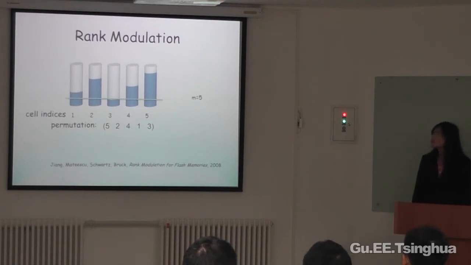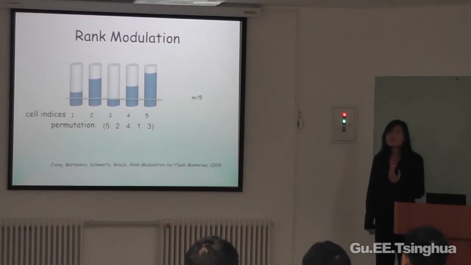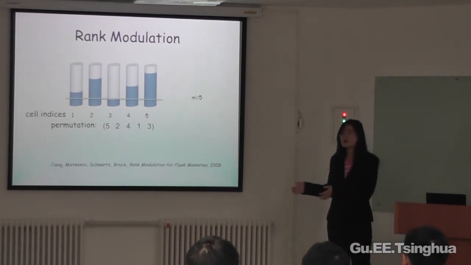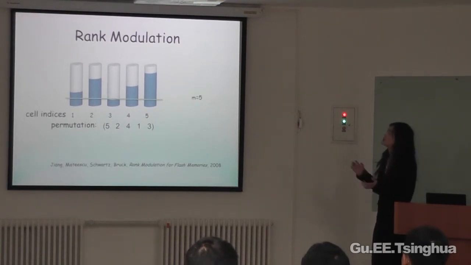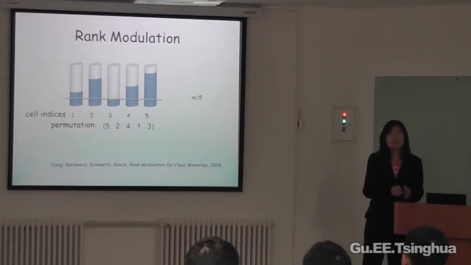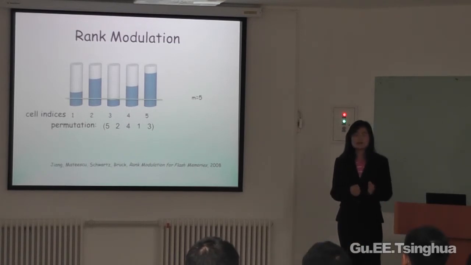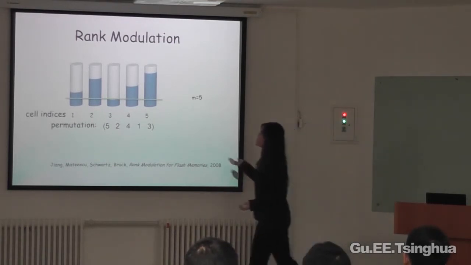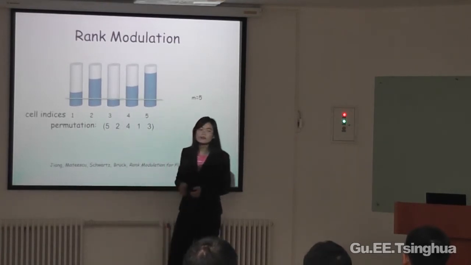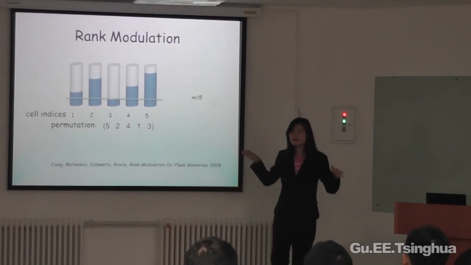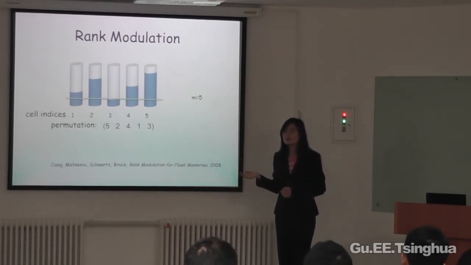So my permutation is 5, 2, 4, 1, 3. Every permutation will correspond to a different message. Notice that rank modulation is different from traditional modulation in the sense that I look at a group of cells and I don't have a target level. If, for example, I happen to make a mistake and cell 3 goes too high, then I can simply raise all the other cells such that the rank is not affected.